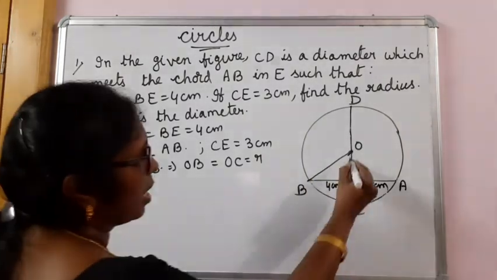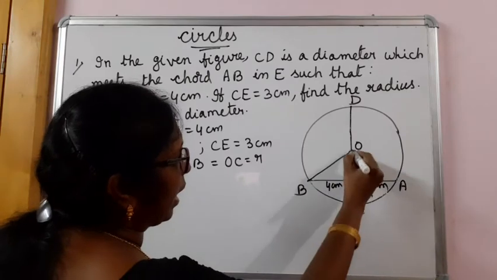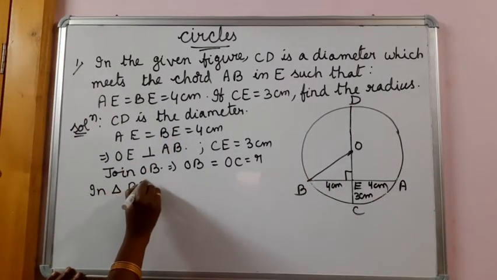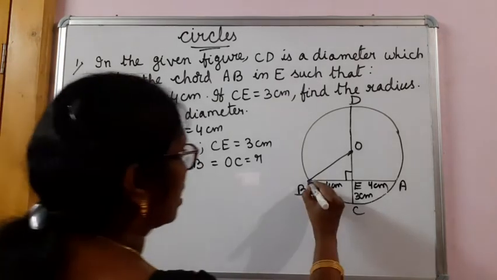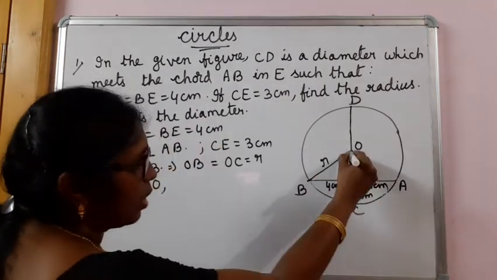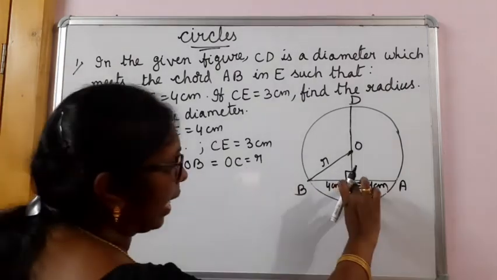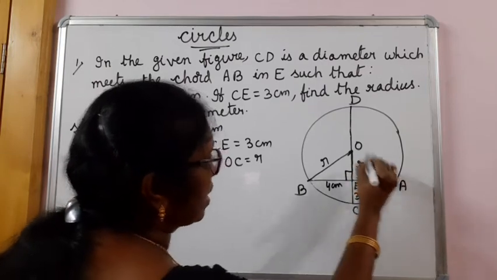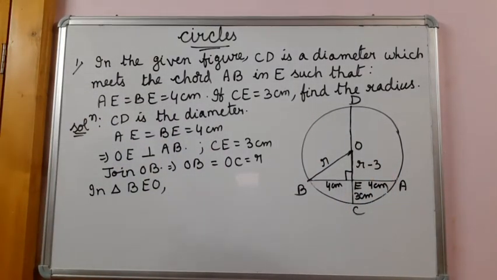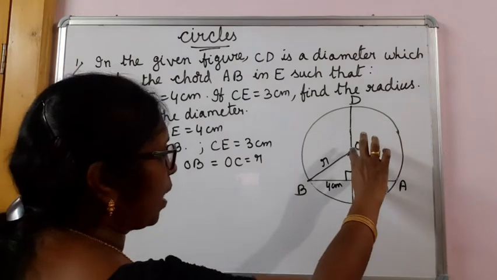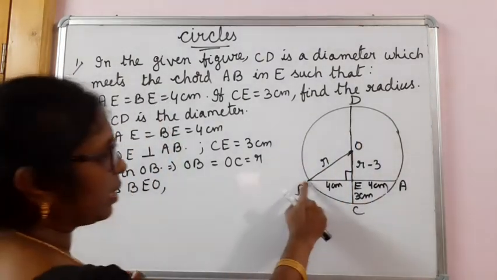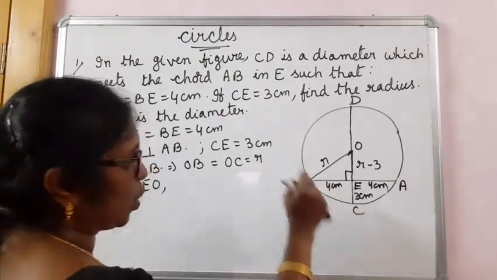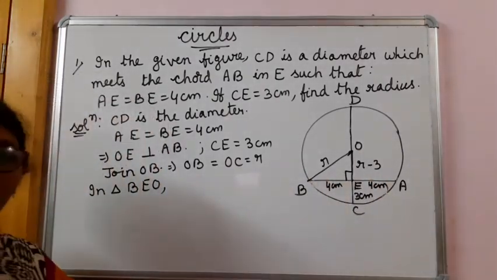Now we can see triangle BEO is a right angled triangle. In triangle BEO, this is R, the radius. OC is the radius, CE is 3 cm, so OE will be R minus 3. Now in this triangle BEO, OB is R, BE is 4 cm, OE is R minus 3.